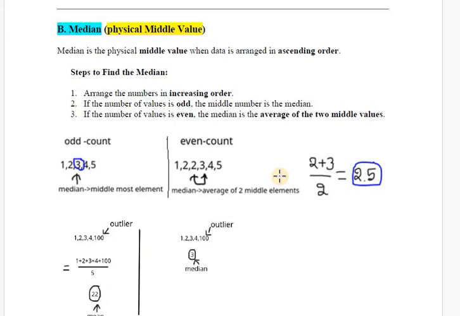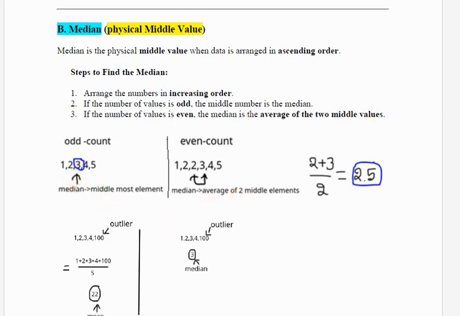Next, going on to one of the other types of central tendency, the median. A median is the physical middle value when the data is arranged in ascending order. How do we find the median? Arrange the values in increasing order and count whether the total number of values is odd or even. If it is odd, then directly pick the middle value, and that becomes the median. Else take the average of the two middle values, and that becomes the median. Here, 2 plus 3 gives 2.5. Here the 3 is directly the median of the data.